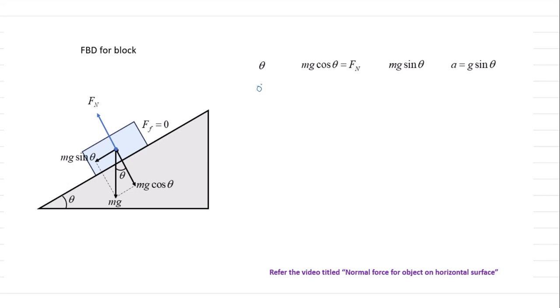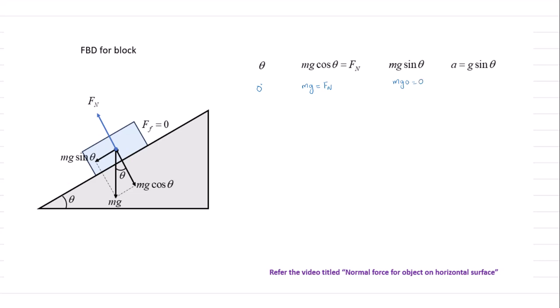So the normal component of the weight will be mg cos theta. So it will be mg cos 0, and cos 0 is 1. So therefore, mg will be equal to Fn, the normal force. How about mg sine theta? The component along the inclined surface, or the horizontal component. This will be mg sine 0, which is 0. So this will be 0.